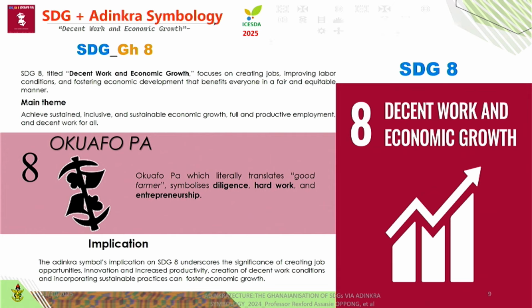The eighth SDG is decent work and economic growth. And the Adinkra symbol we chose was the Okuafopa. That is a farmer that works hard, diligent. And in our part of the world, agriculture is a key element of our development. If we are able to harness the work and the ethics of a good farmer, we are able to achieve economic growth. So there are a number of them that we did.